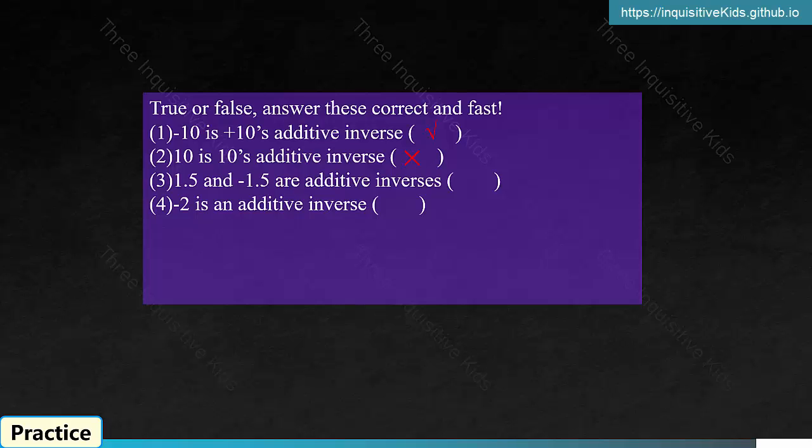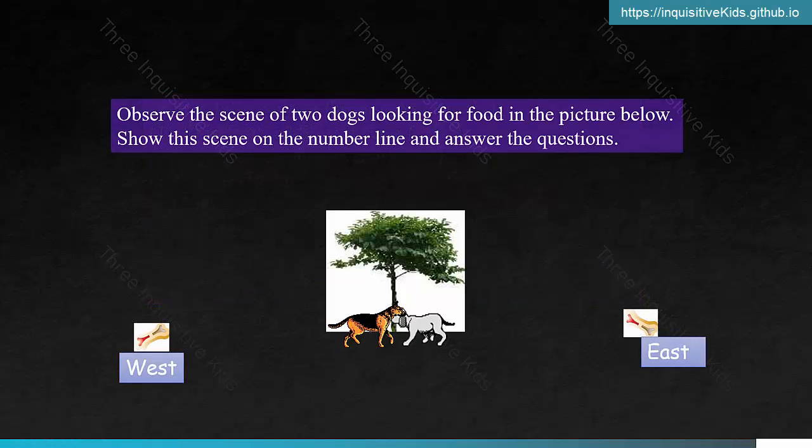1.5 and negative 1.5 are additive inverses. This is correct because they both have 1.5 and one has nothing in front of it. One is positive and one is negative. And negative 2 is an additive inverse of itself. This is wrong.